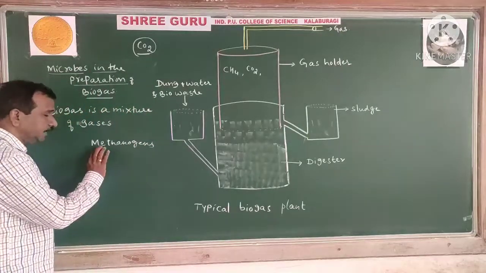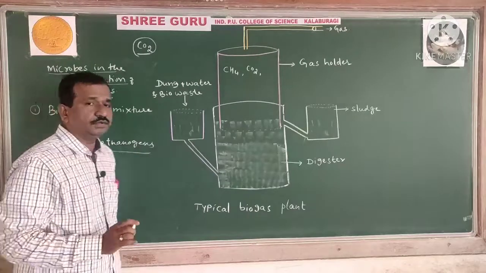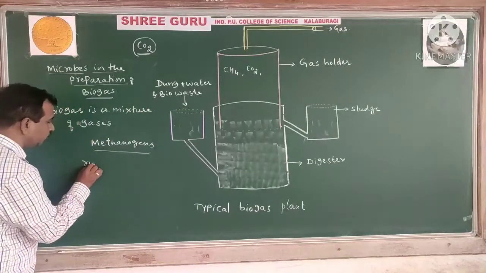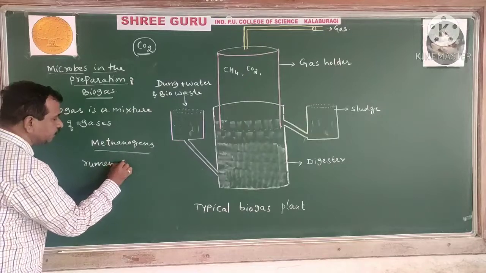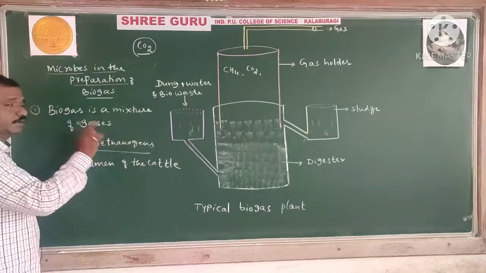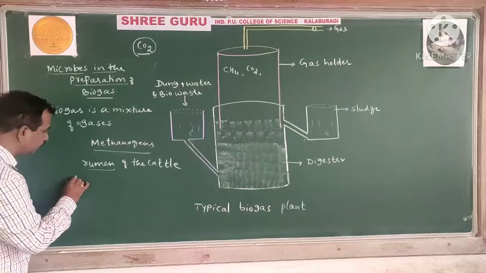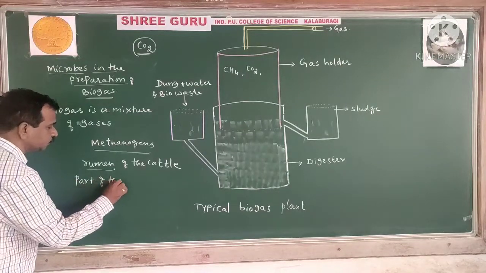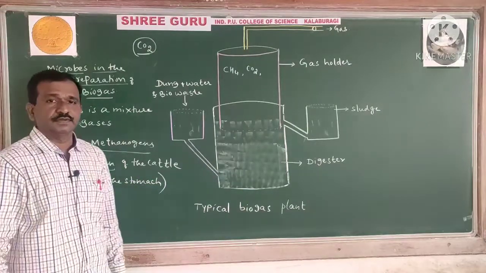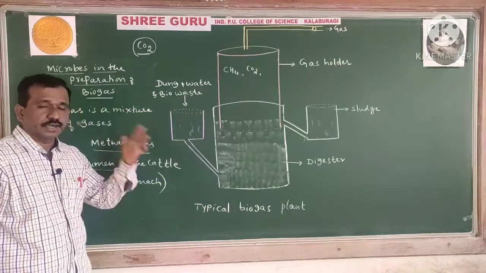So here we are studying only the methanogens. Methanogens are the bacteria which are present in the rumen of the cattle. Rumen is nothing but part of the stomach. So methanogens are the bacteria which are normally existing in the rumen of the cattle.